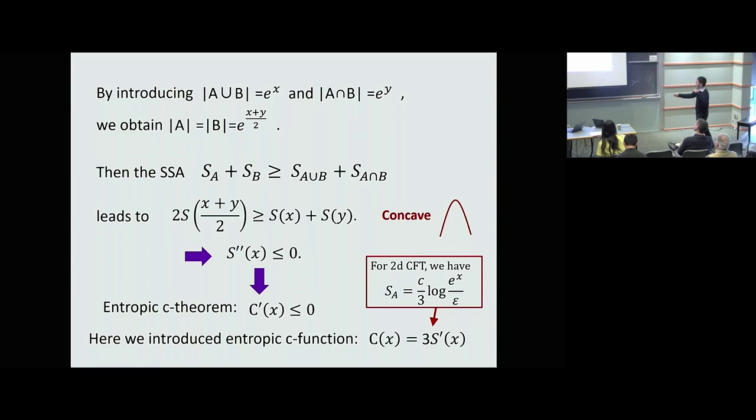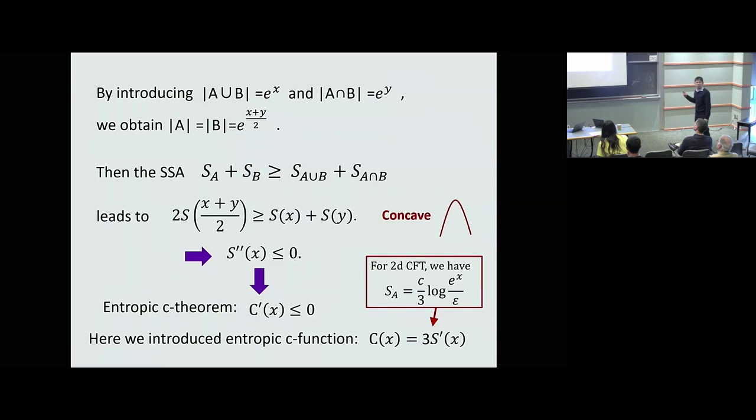But now we are interested in a theory that is not scaling, not conformally invariant. So this deviates from the central charge, but we can call it a C function because at a fixed point it coincides with the central charge. And then, because we said the second derivative of S is non-positive, this derivative of C is also non-positive. And that means the effective central charge, the C function, is decreasing under RG flow. So this is the Casini-Huerta entropic C-theorem.